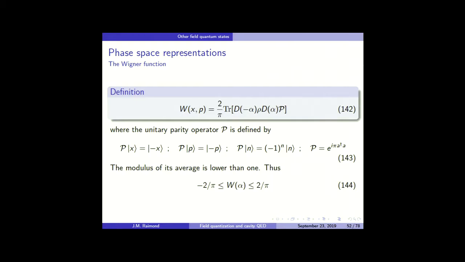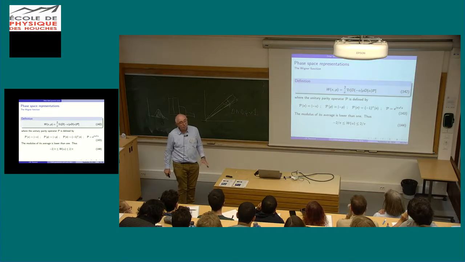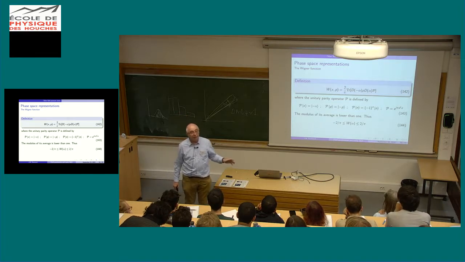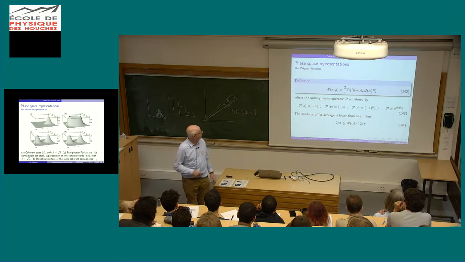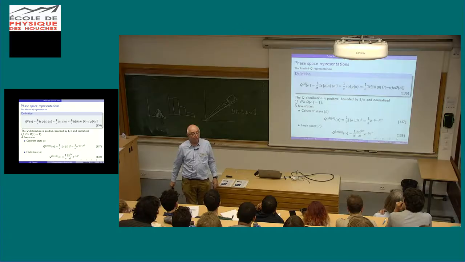To measure the Wigner function, you need to measure the parity operator. And this is a somewhat complex operator. It means basically that for a state, the average of the parity operator is the sum of P of n times minus 1 to the n. So you have to measure the photon number distribution. And that's not that easy. Whereas for the Q function, you just need to measure the projector on the vacuum state.